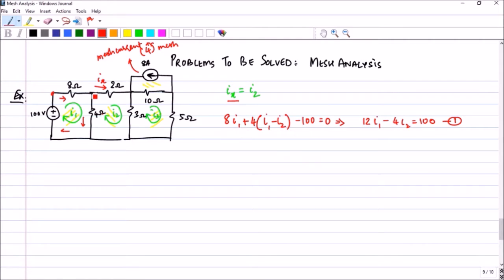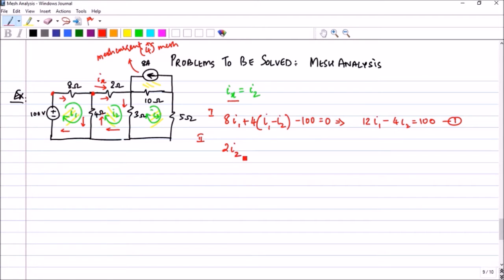Now for the second mesh, I can start from this point and move in this direction. So I am starting at this point. Initially I will not take Ix, I will just take I2 itself. So this is the first mesh and this is the second mesh. Alright, so I am writing the KVL here.